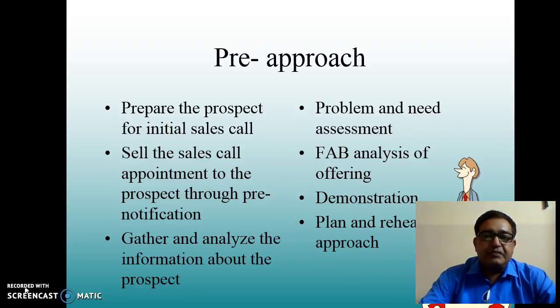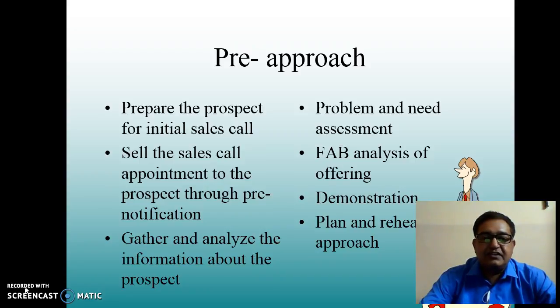Now, pre-approach. Pre-approach is basically the homework which an individual salesperson has to complete before going for a particular call. That is, prepare the prospect for the initial sales call, and sell the sales call appointment to the prospect through pre-notification. This pre-notification can be by asking permission from him on the telephone, or by sending a message, or a WhatsApp message saying that I have a very beautiful offering for you, and what would be the convenient time that I can visit you. So these are all appointments with prospects through pre-notification.